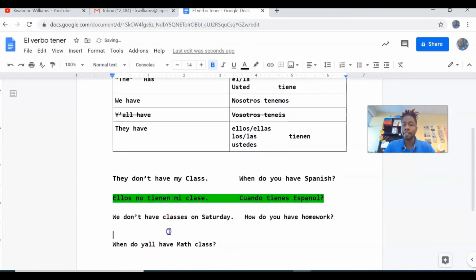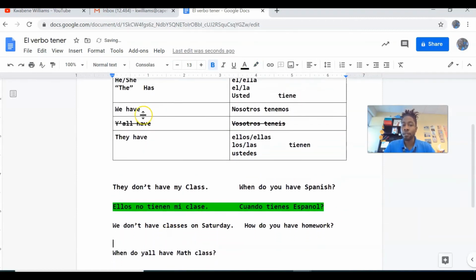So we don't have classes on Saturday. Where's our subject? It's we. That's nosotros. Nosotros matches tenemos. So we're going to say nosotros no tenemos clases el viernes. And this would be acceptable as los viernes, en viernes, or just viernes. Sorry, not viernes. Viernes is Friday. We want sábado. Accent on that A as well. So we have we don't have classes Saturday.